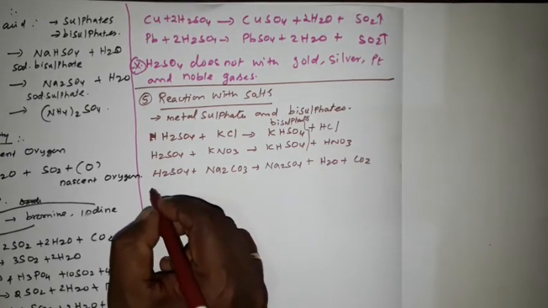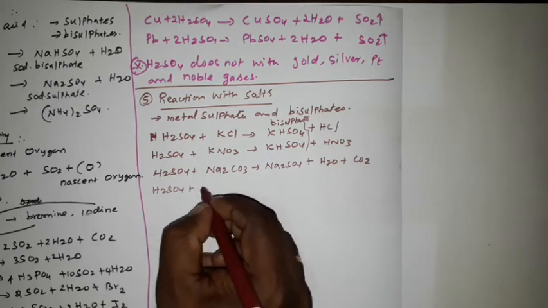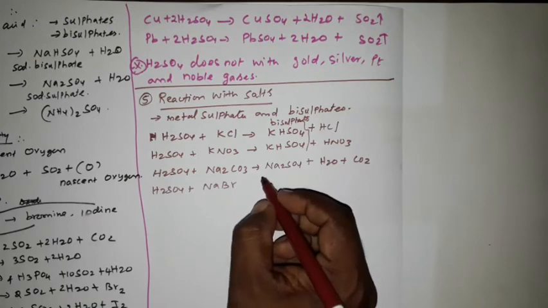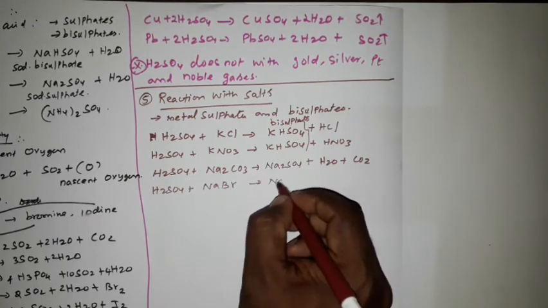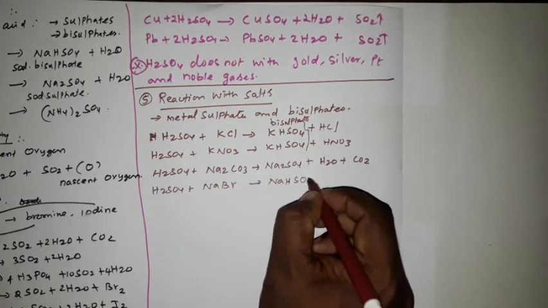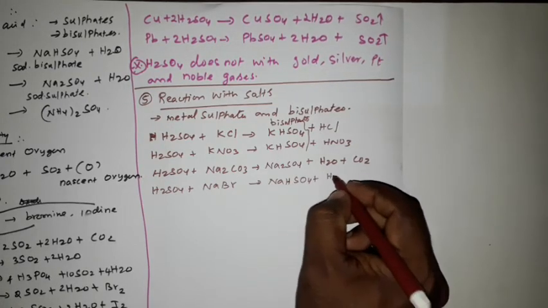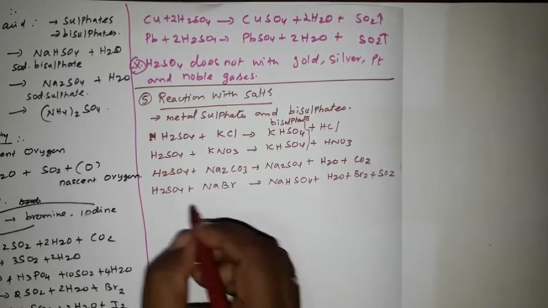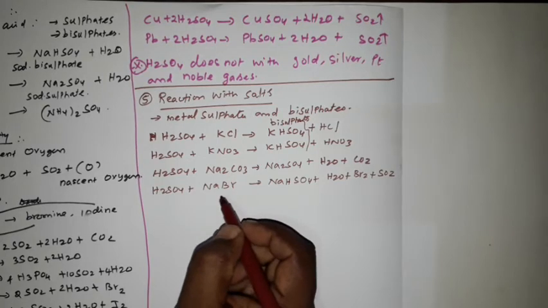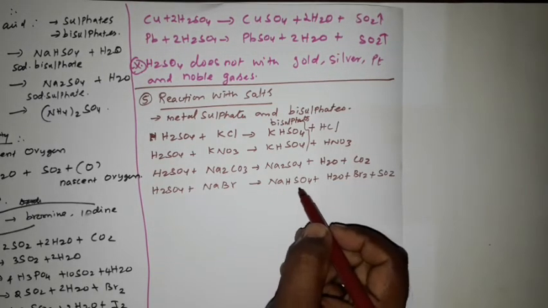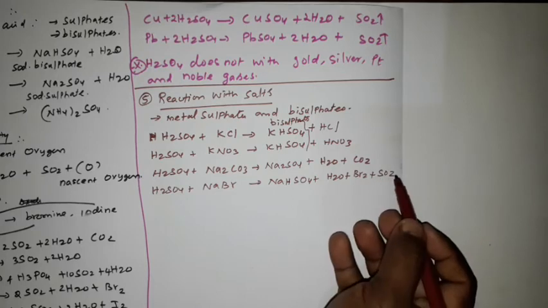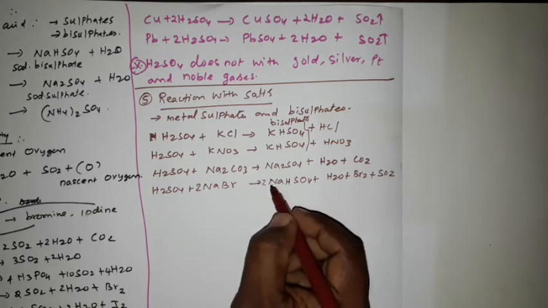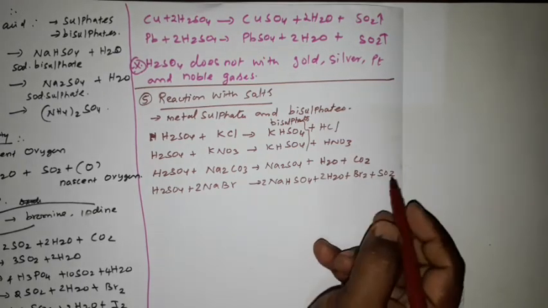So this is sulfate. Okay, next one, sulfuric acid H2SO4 plus sodium bromide NaBr will produce sodium bisulfate, NaHSO4, plus H2O plus Br2 plus SO2. So when sulfuric acid reacts with sodium bromide, we are getting sodium bisulfate, then water, bromine, then sulfur dioxide. Balance the equation: 2 here, then 2 here. Now that's all, the equation is balanced.